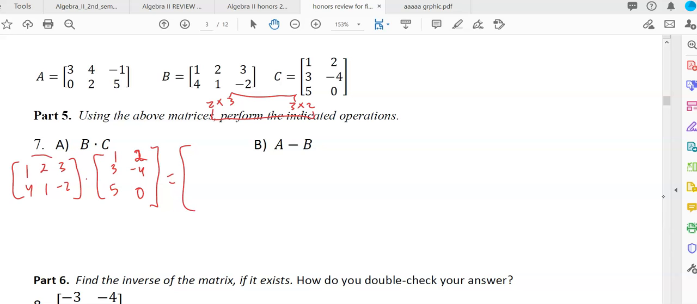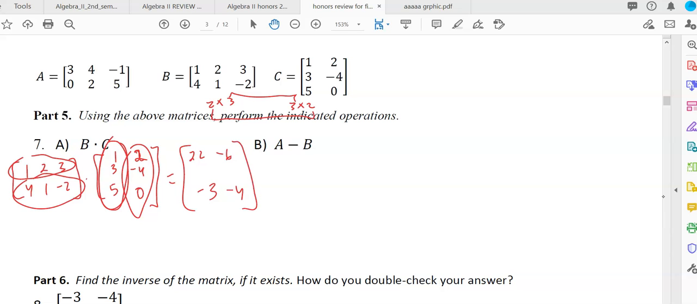In the top left, I'm going to have the top row times the left column. So 1 plus 6 plus 15. 7 plus 15 is 22. Top row and right column would be 2 and negative 8 plus 0 is negative 6. Bottom row left will be 4 plus 3 plus negative 10. 4 plus 3 is 7, plus negative 10 is negative 3. 8 plus negative 4 plus 0 is negative 4.